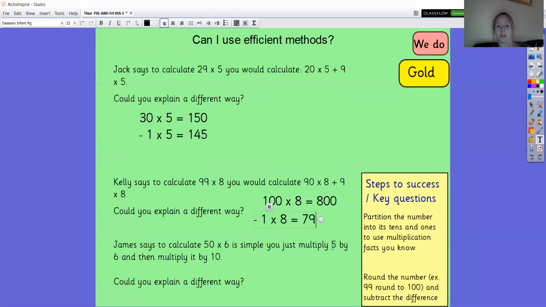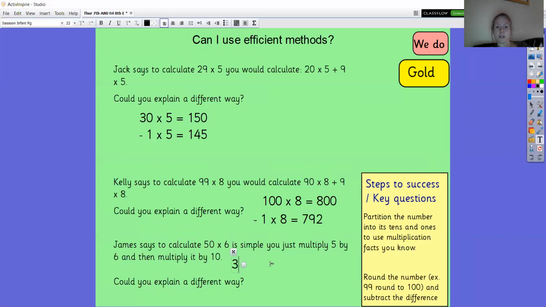If only it was simple enough to stop there, but it's not, because obviously we've added one group too many, so then we'd have to take off a group of 8, wouldn't we, to make that correct. So we then need to take away 1 times 8, which is 8. So we're going to take away one group of 8, which is 8. So we need to do 800 take away 8.